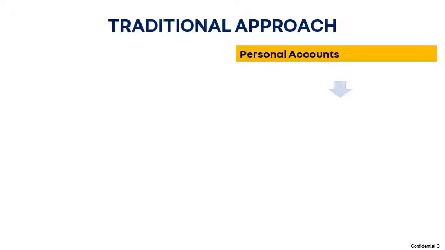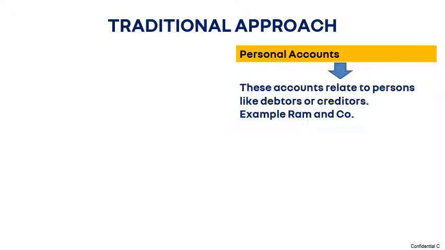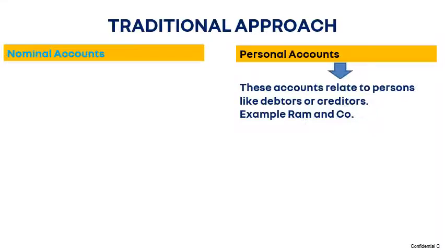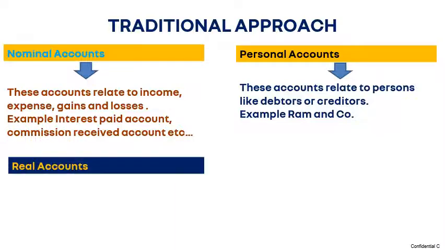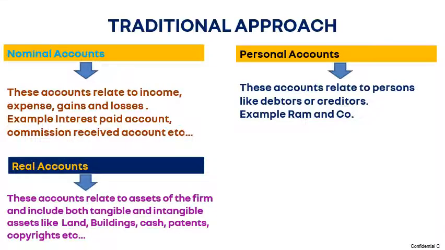We have three types of account. One is personal account. These accounts relate to persons, like debtor, creditor, for example, Raman Co, State Bank of India, Tata Motors, etc. We have a nominal account, where we talk about all the income and expenses or gains and losses, for example interest paid, commission received, purchases, sales, training expenses, and so on. Then we have a real account, where we talk about all the assets of the firm, which may be tangible or intangible, like land, building, cash, patent, copyright, software, computer, etc.